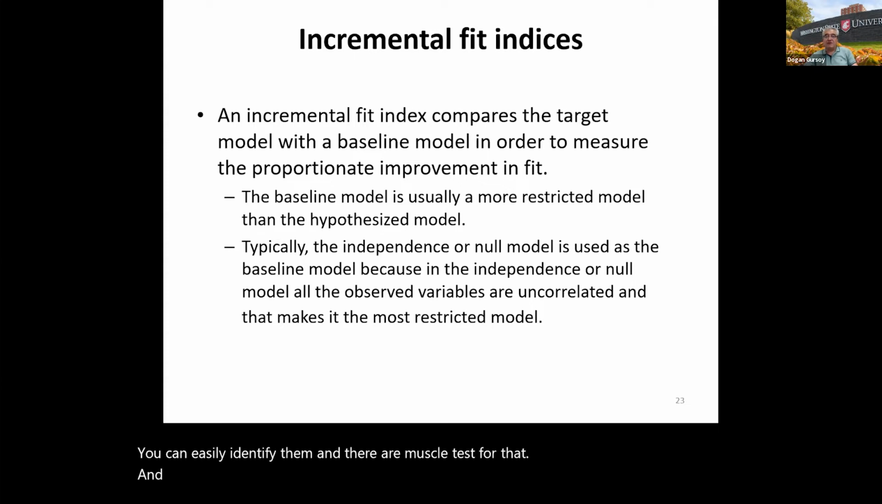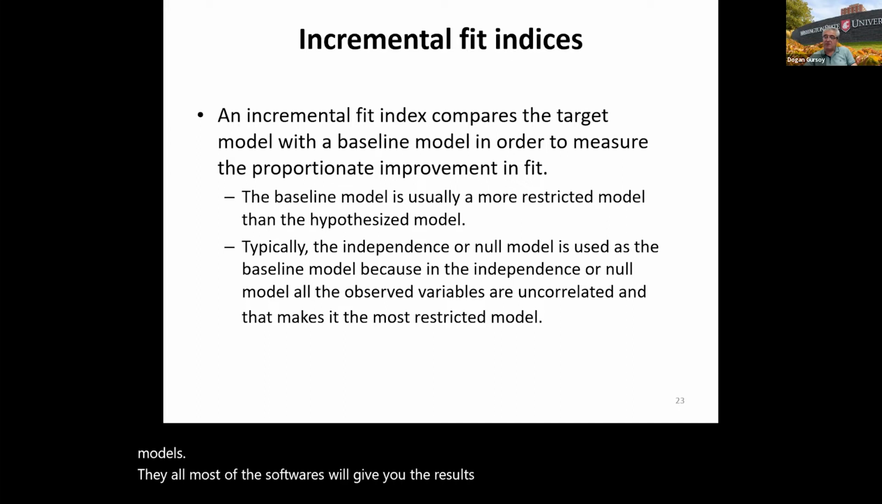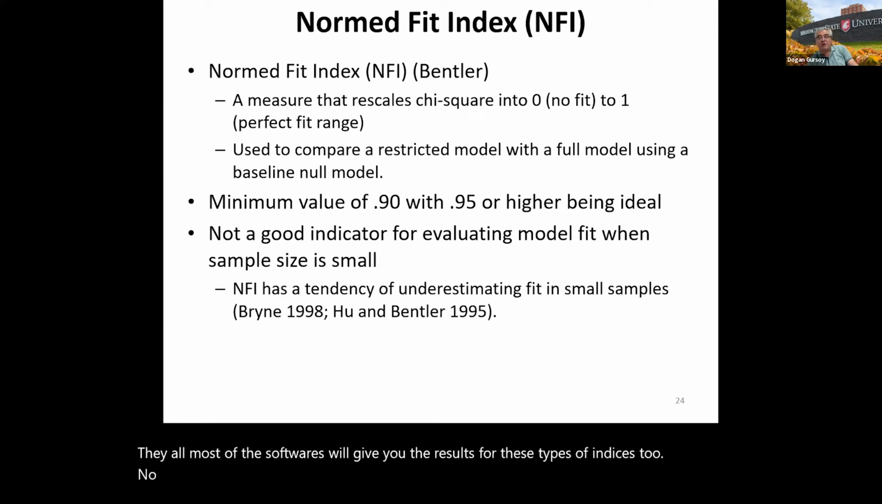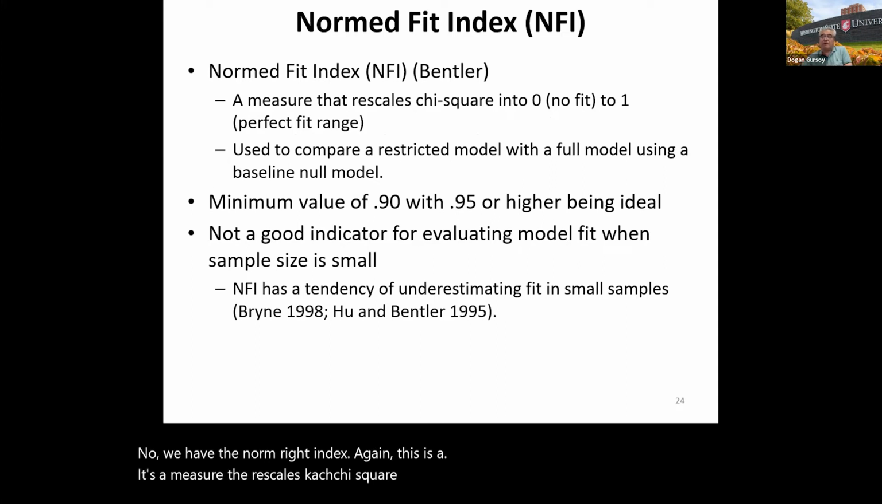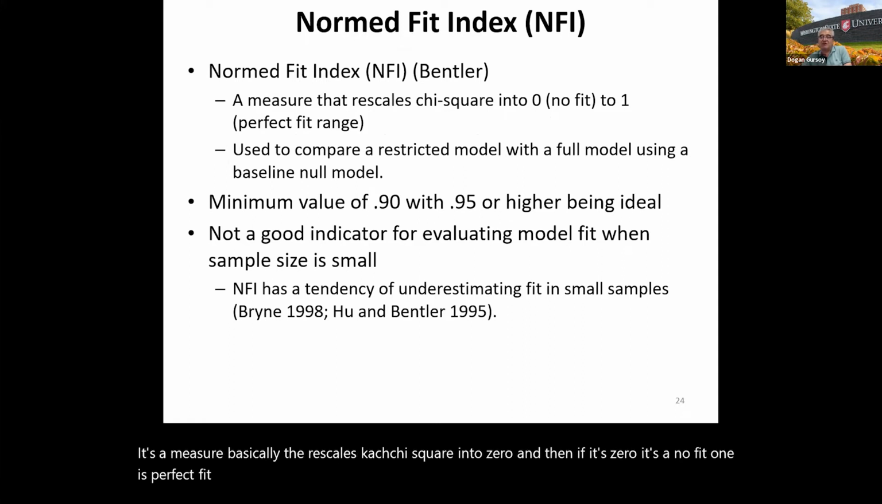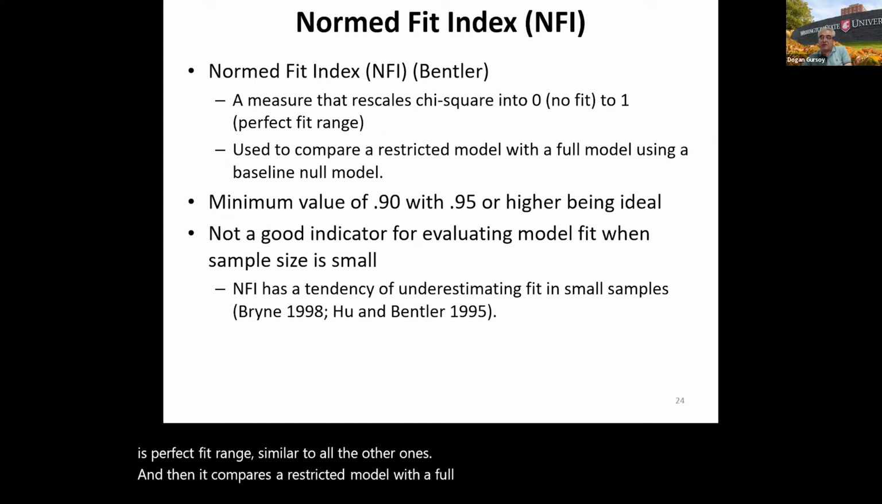And then we have the incremental fit indices. Basically, these compare your model to the baseline models. Most of the software will give you the results for these types of fit indices too. Then we have the normed fit index. It's a measure that rescales chi-square into a 0 to 1 range, where 0 is no fit and 1 is perfect fit, similar to all the other ones. It compares a restricted model with a full model using a baseline null model. So it's basically comparing a different model.